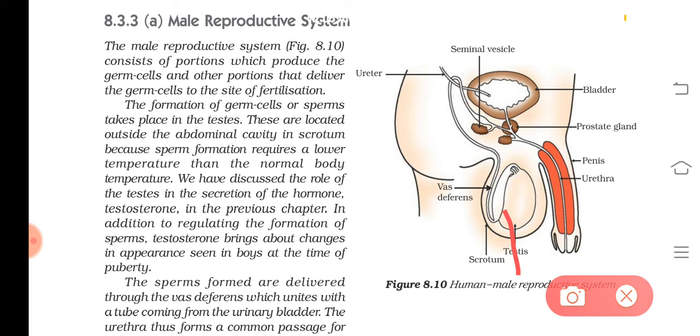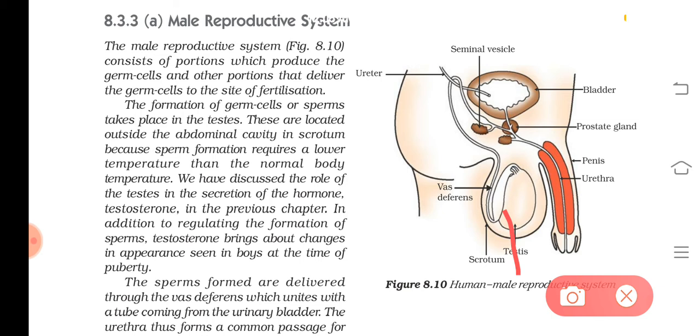So you can see that the testis is placed outside the abdominal cavity and is protected by a scrotum. A scrotum is protecting the testis. Clear? It is placed in a sac-like structure known as the scrotum.